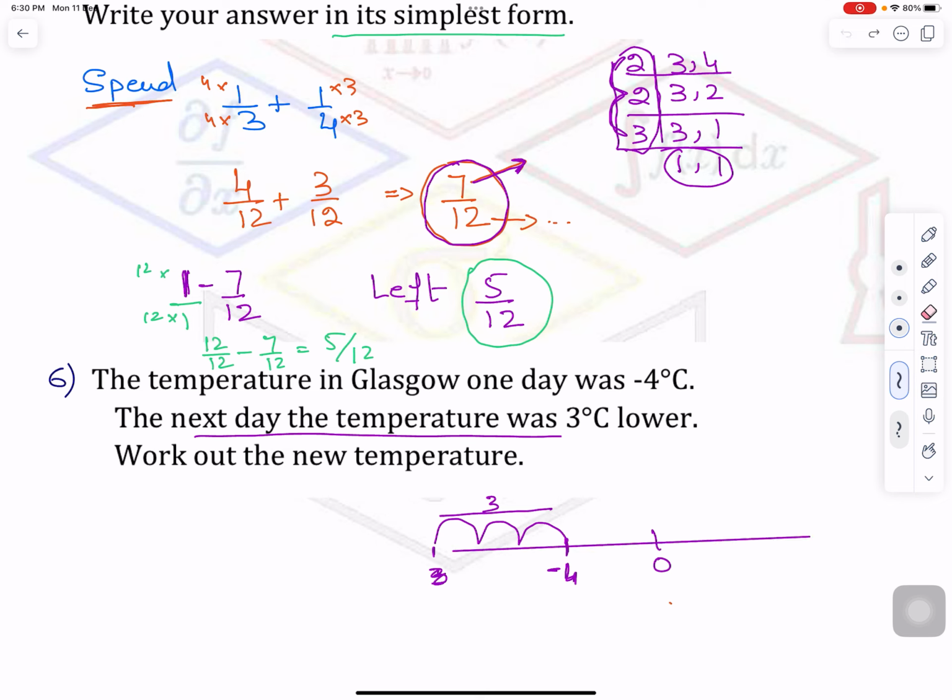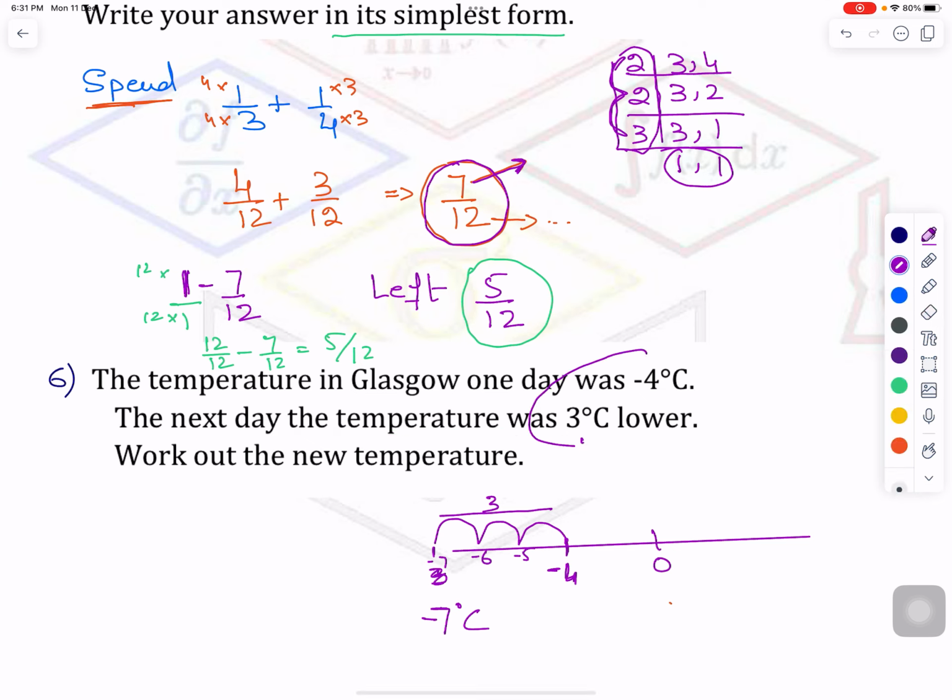Oops, sorry. This is minus 5, minus 6, minus 7. So my new temperature is minus 7 degrees centigrade. But the question here is, will I draw the diagram and make jumps? What if the number here was written 20 degrees lower? Will I keep jumping like that? It's not wrong, but very time consuming. So what is the best way to figure it out? Can you think? The best way is, whenever we are talking about directed numbers, this is your final result.